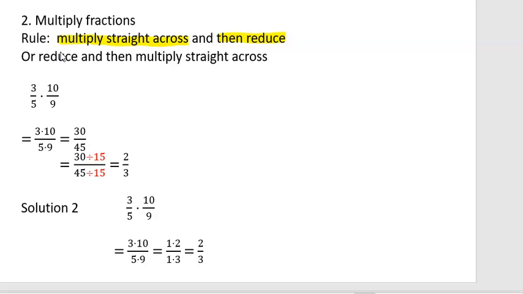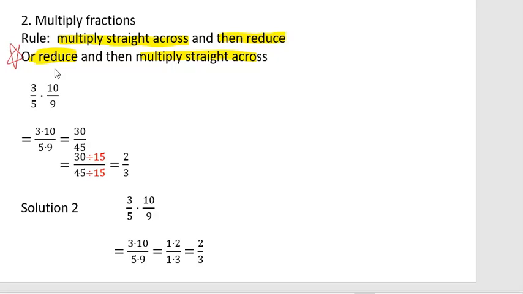But there's another option, so the order doesn't matter. You could reduce the numbers as much as you can and then multiply straight across. The second method is better when you have bigger numbers. So here I'm going to show you both solutions.